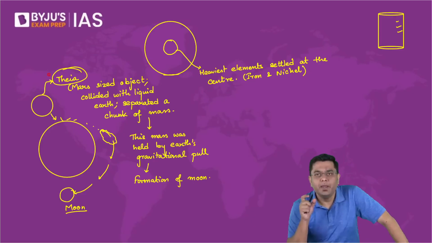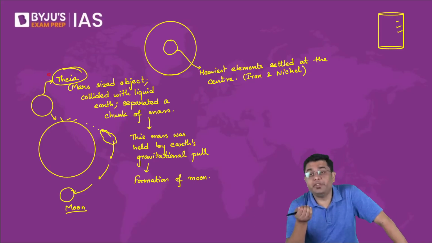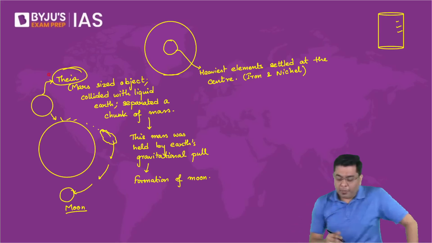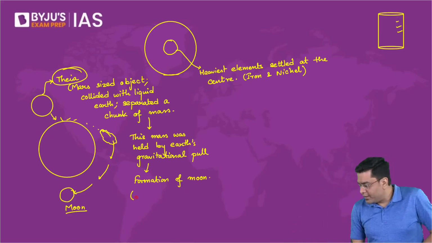That is why when you read the various different theories about the formation of the moon, this is what is referred to as the giant impact hypothesis about the formation of the moon. This is as per the giant impact hypothesis.